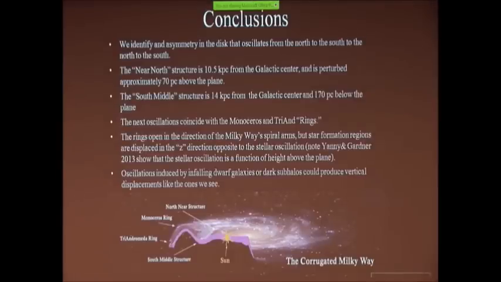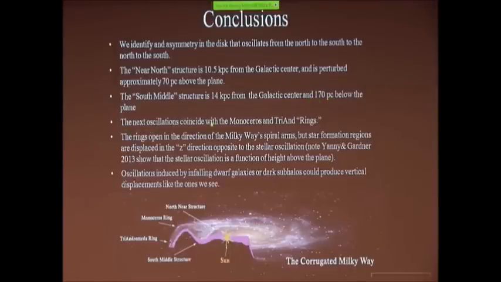Okay, so in conclusion, what I'm saying is we find an asymmetry in the star counts of the disk that oscillates from the north to the south to the north to the south as you look out towards the galactic anticenter. What we called the near north, that's probably a horrible name, but the near north structure is like 10.5 kiloparsecs from the galactic center and perturbed about 70 parsecs above the plane. The south middle is 14 kiloparsecs from the galactic center and goes 170 parsecs below the plane.